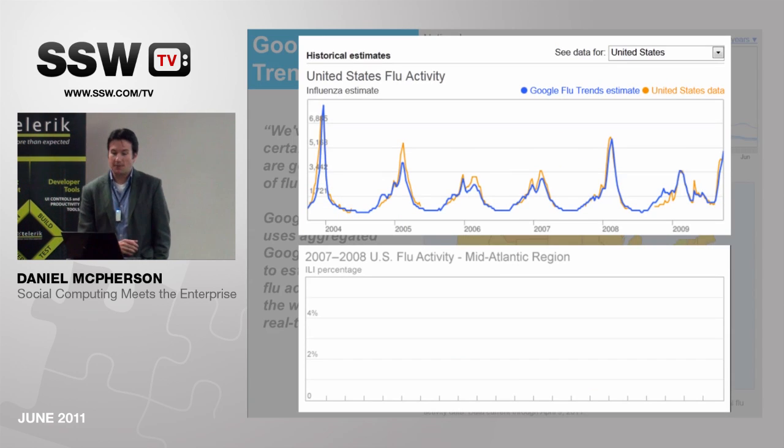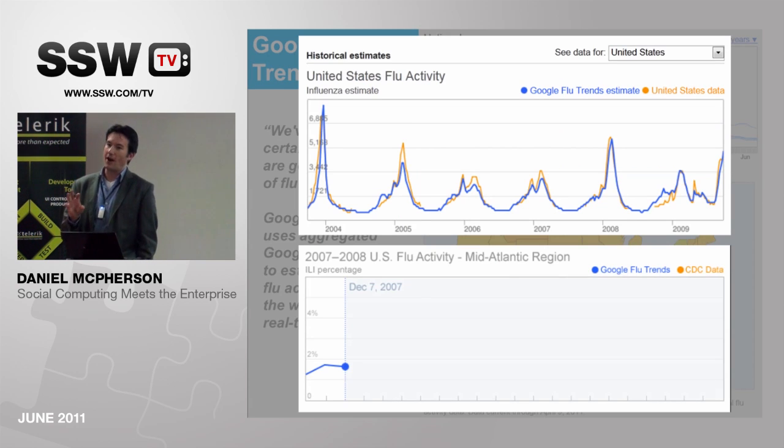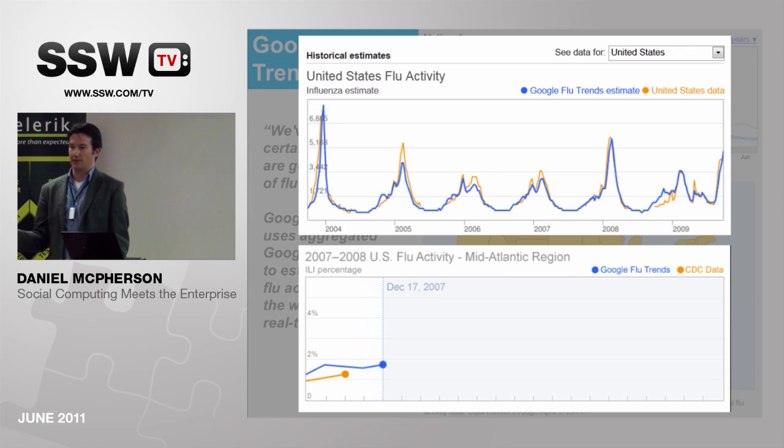And so the incredible part about this is that the statistics that came from Google were actually more accurate than the Center for Disease Control in America. They were earlier and they were more accurate.